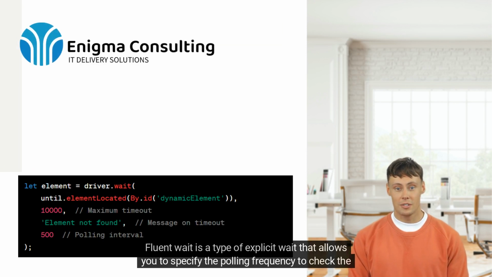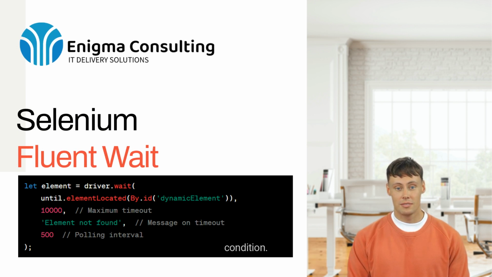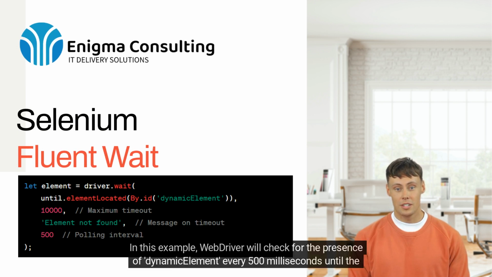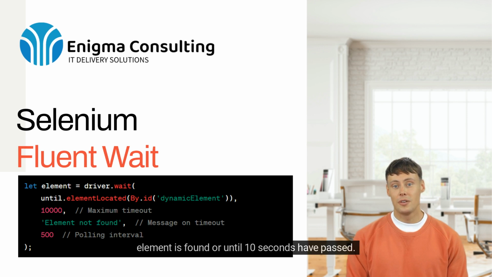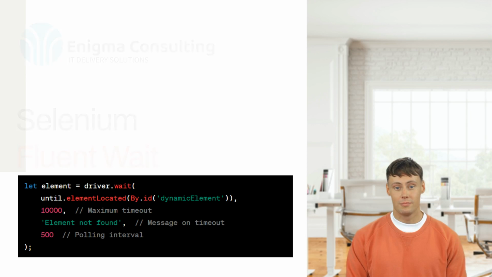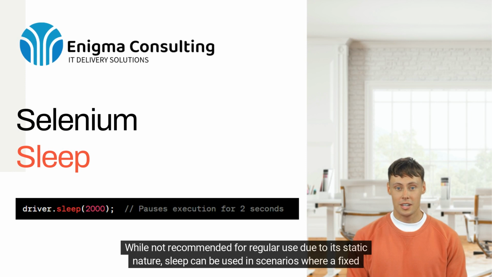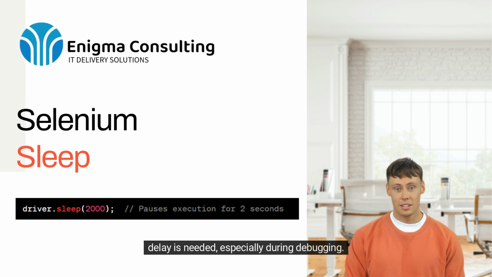Fluent wait is a type of explicit wait that allows you to specify the polling frequency to check the condition. In this example, WebDriver will check for the presence of dynamic element every 500 milliseconds until the element is found or until 10 seconds have passed. While not recommended for regular use due to its static nature, sleep can be used in scenarios where a fixed delay is needed, especially during debugging.